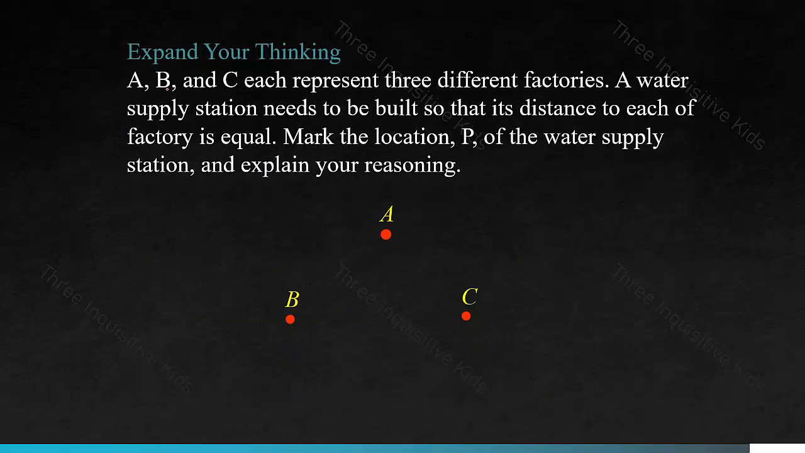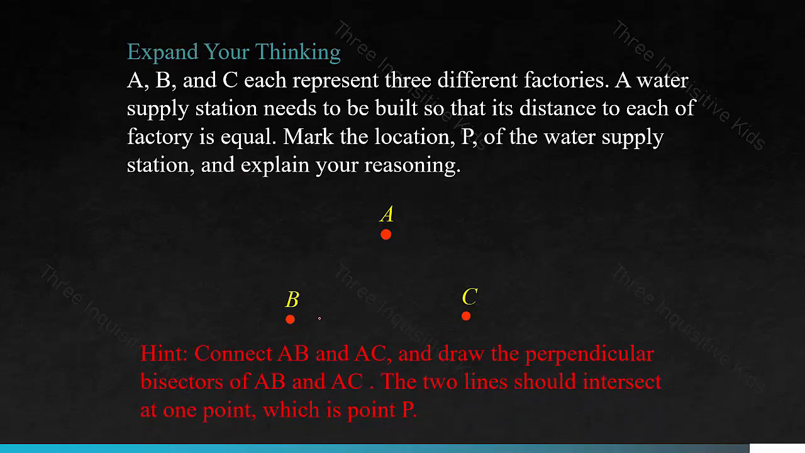Expand your thinking. A, B, and C each represent 3 different factories. A water supply station needs to be built so that its distance to each of the factories is equal. Mark the location, P, of the water supply station, and then explain your reasoning. This problem might be slightly harder because, after all, it's an expand your thinking problem. Here's a hint. First, connect AB and AC. Draw the perpendicular bisectors of AB and AC. So this would be about here, this would be about here. The two lines should intersect at one point, which is point P.